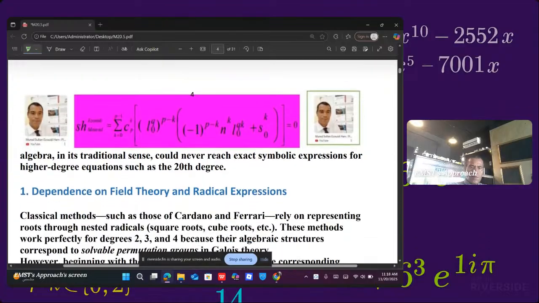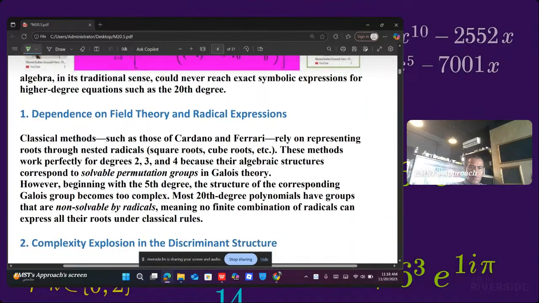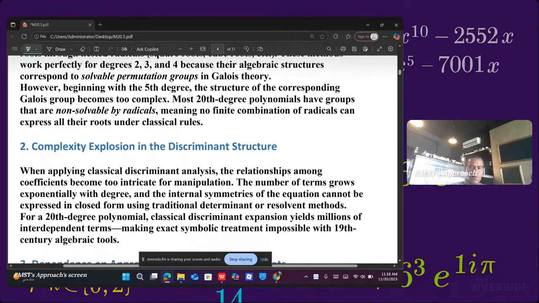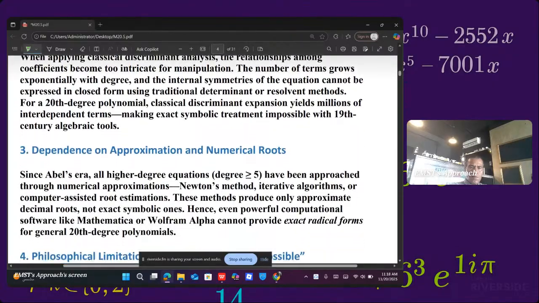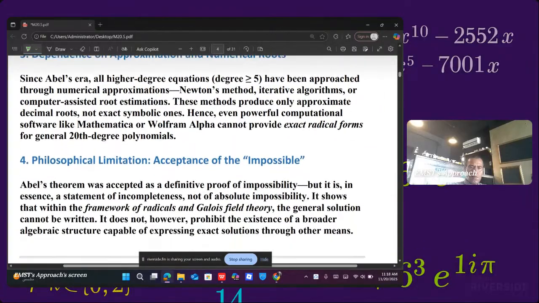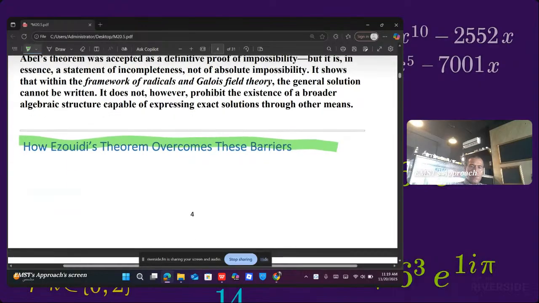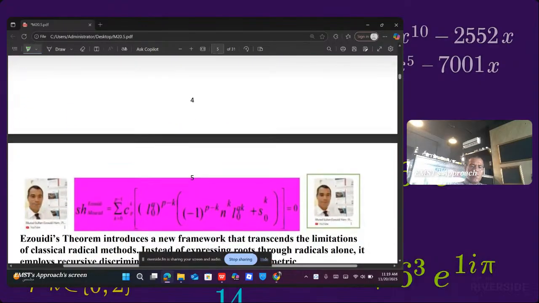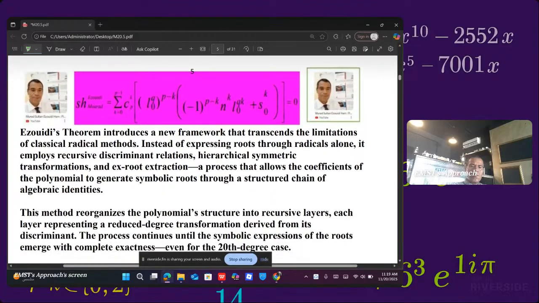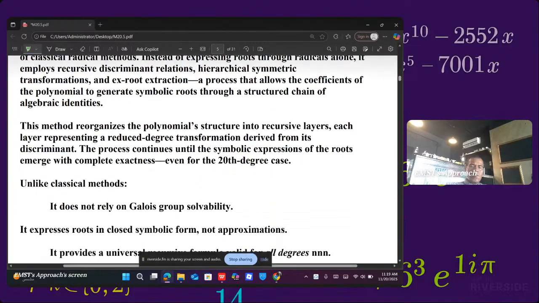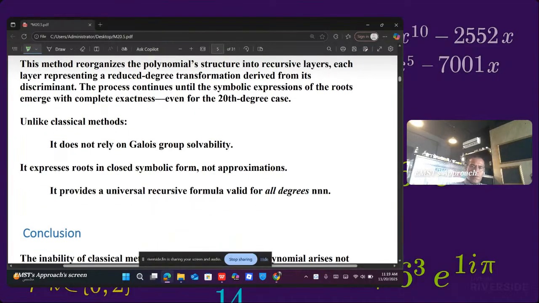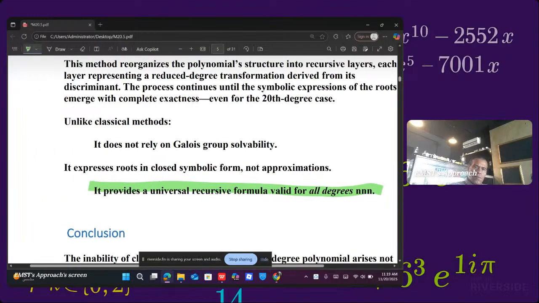Which brings us to why everything just collapsed, specifically at degree 20. Let's step away from the abstract theory for a minute and talk practical limits. Right. There are two huge technical reasons. The first is what our source material calls the complexity explosion. Sounds dramatic. It is. If you try to use those old 19th century methods, things like discriminant analysis on a 20th degree equation, the number of terms just explodes. You said millions of terms earlier. That just sounds impossible to handle symbolically. It is impossible. Even with a supercomputer, you couldn't track all the internal symmetries needed for a clean, radical-based solution. The method itself just crumbles under its own weight.